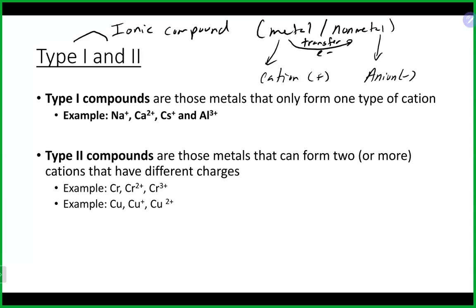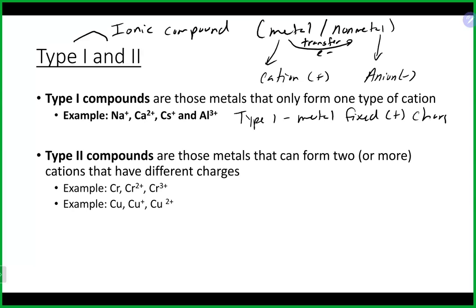Now, what is the difference between type 1 and type 2? I'll put it this way. Whenever you have a metal involved, in naming, it's the most important thing. So the metal is always the thing that you want to look at when you have to name something. And in a type 1 compound, the metal has a fixed charge.